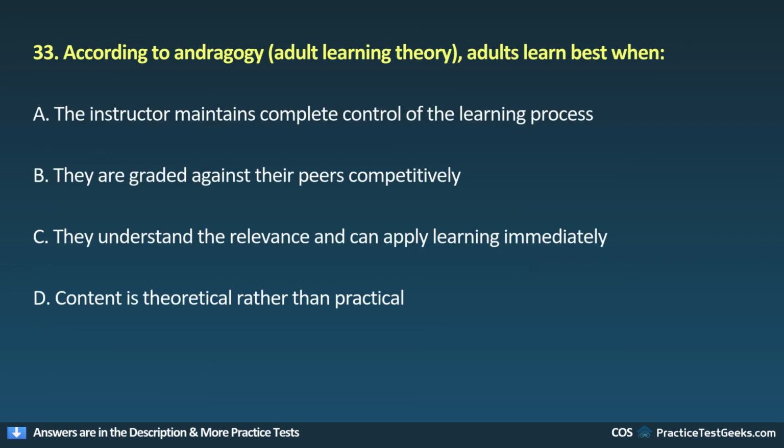33. According to andragogy adult learning theory, adults learn best when A. The instructor maintains complete control of the learning process. B. They are graded against their peers competitively. C. They understand the relevance and can apply learning immediately. D. Content is theoretical rather than practical.